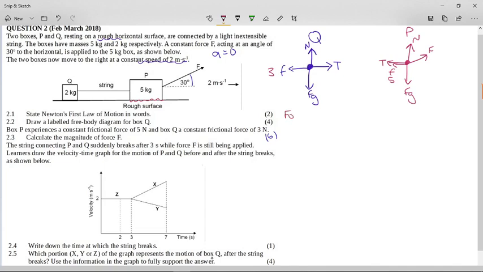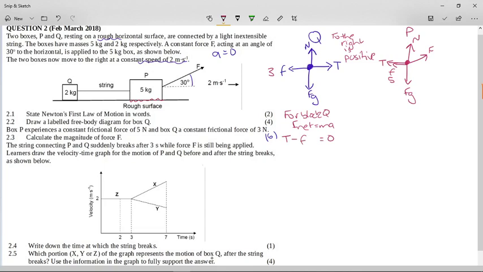So we can say for block Q, and now make sure you label your calculations like this. For block Q, F net equals ma, but my ma is going to be 0 because the acceleration is 0. Okay, and we can also write to the right is positive, yes? Okay, so my block Q has got my tension, which will be positive, and my friction, which will be negative.